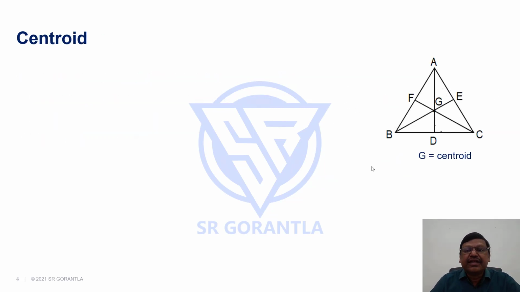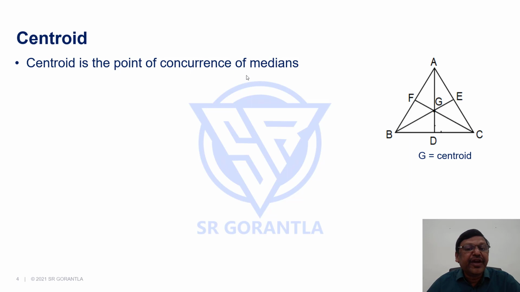Next is centroid. Centroid is the point of concurrence of medians. You know, if D, E, F are the midpoints of the sides, we had a session on medians before wherein we discussed median is a line segment that joins the midpoint to the opposite vertex. So AD is a median, BE is a median, and CF is a median. All the medians concur at a point. That point of concurrence of medians is called centroid. Here they are meeting at G. G is the centroid of this triangle.